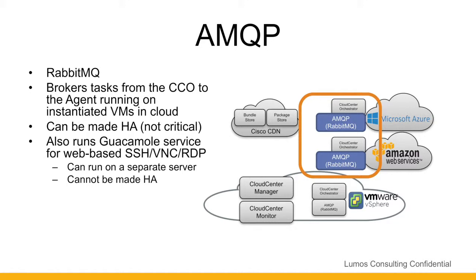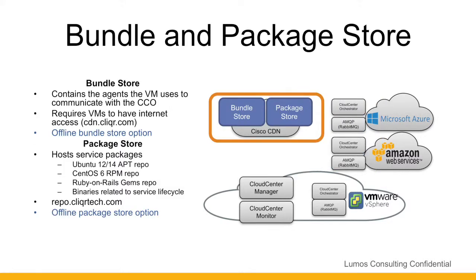AMQP runs RabbitMQ. It's an advanced message queuing protocol. It brokers tasks from the CCO to the agent running on the instances in the VMs instantiated on the various clouds. It can be made HA, although it's not as critical. On the same server also runs a Guacamole service, which provides web-based SSH, VNC, and RDP for the started-up VMs. That one can't be made HA at this point. Again, not as critical because these are not components that have configuration state on them. You can run it on a separate server if you want to break it off of the AMQP server for scalability reasons.